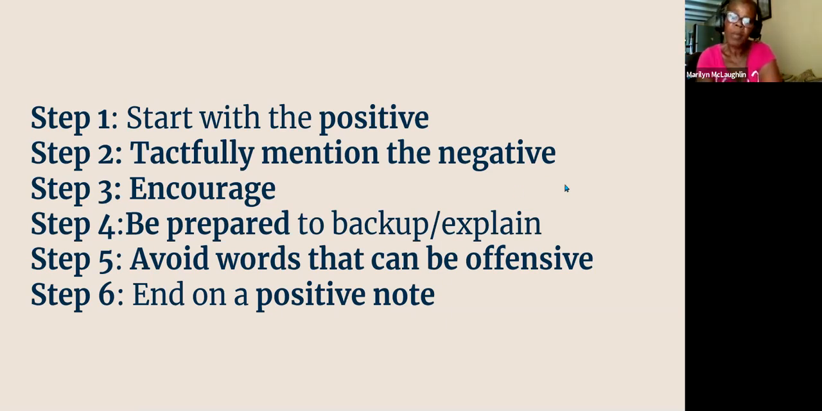Avoid words that can be offensive. Be tactful, as I said before, in whatever you say. Don't say the child is disruptive. You find something else to say. The child doesn't wait his turn to speak in class. When he's speaking out of turn, he's being disruptive. The child doesn't keep his seat. You can say it that way, but don't say the child is disruptive. Parents don't take kindly to those words, so avoid those offensive words.